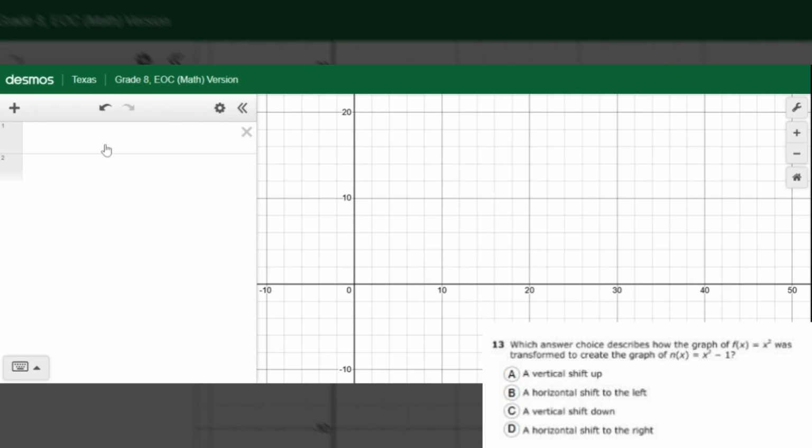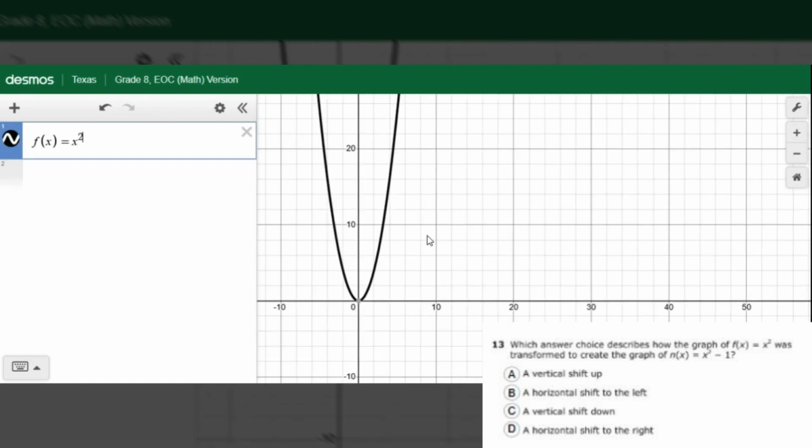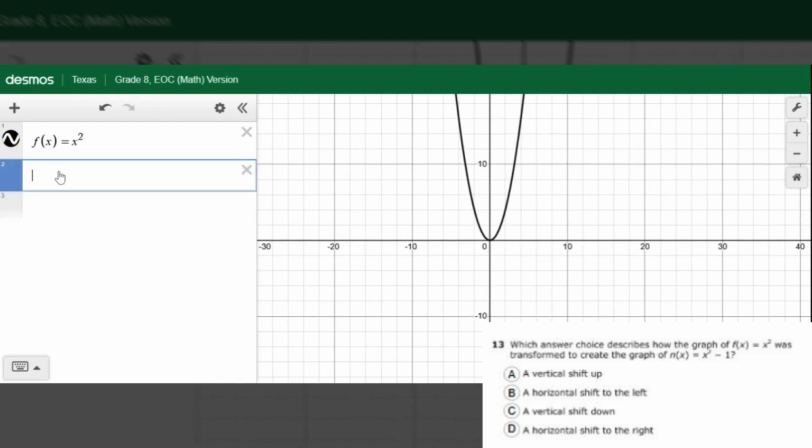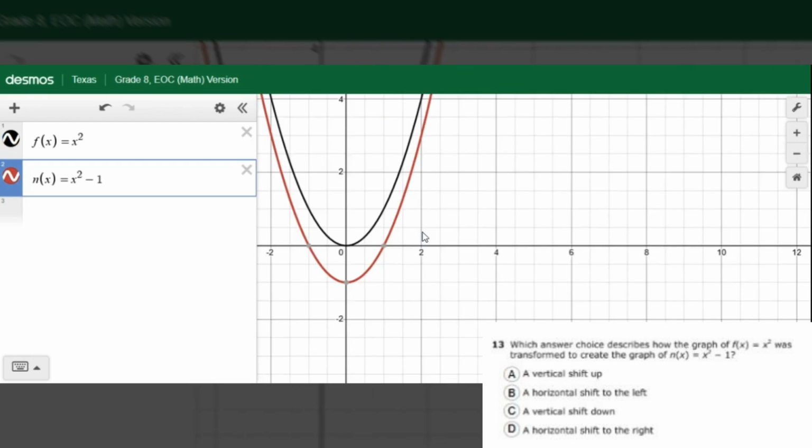Okay, so let's put that f of x equals x squared. That's the graph, the black. Okay, and then n of x equals x squared minus 1. Here we go. Look at the difference.